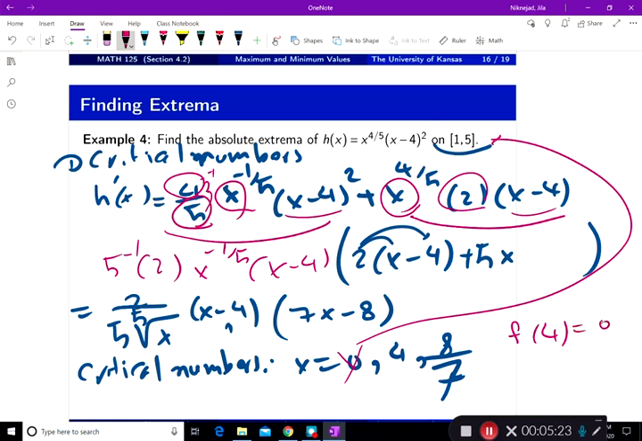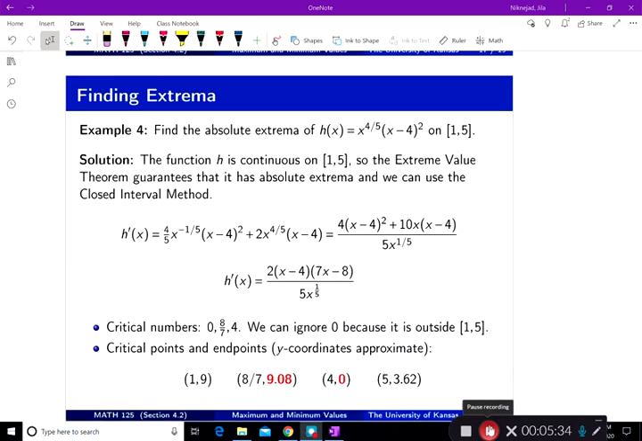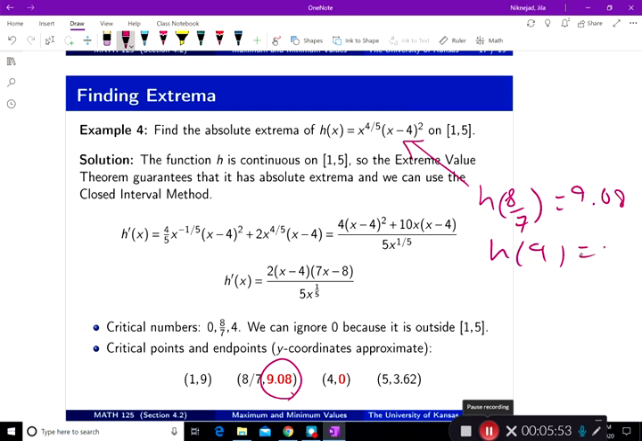The other thing that we want to evaluate is h of 8 over 7. That one we have to plug into our calculators. Now let's plug in 8 over 7 in here, and the answer is approximately 9.08. So h at 8 over 7 gives me 9.08, and h at 4 gives us 0 because you plug it in. And then what else is remaining? You have to check h at 1 and h at 5.